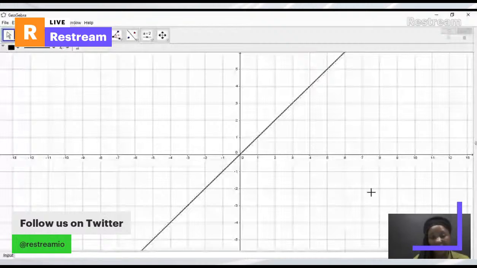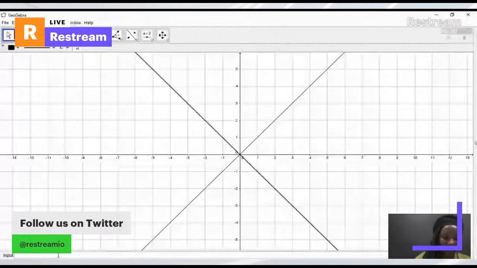Now I'm also going to draw the negative of x and show you what that looks like. So, the input y equals negative x. What do you notice about these two lines? They are opposites of each other, the inverse of each other. This one is the line y equals x, and this one is the line y equals negative x.